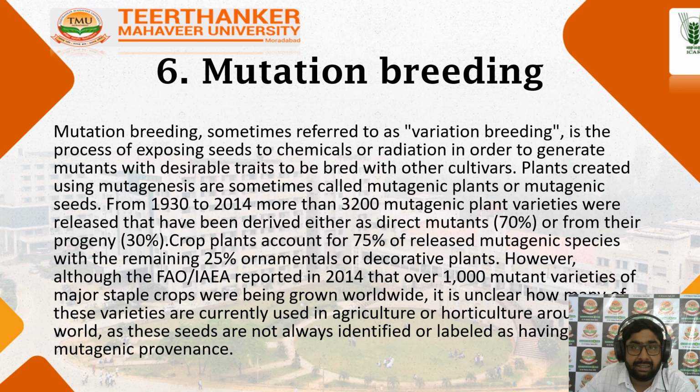And next, a very good and very old method, mutation breeding. It is very interesting. Mutation breeding is sometimes referred to as variation breeding, because breeding depends on variation. No variation, no breeding. When there is a lot of variation, there is a lot of opportunity in breeding. So it is the process of exposing the seed to chemicals or radiation in order to generate mutants with desirable traits to be bred with other varieties.